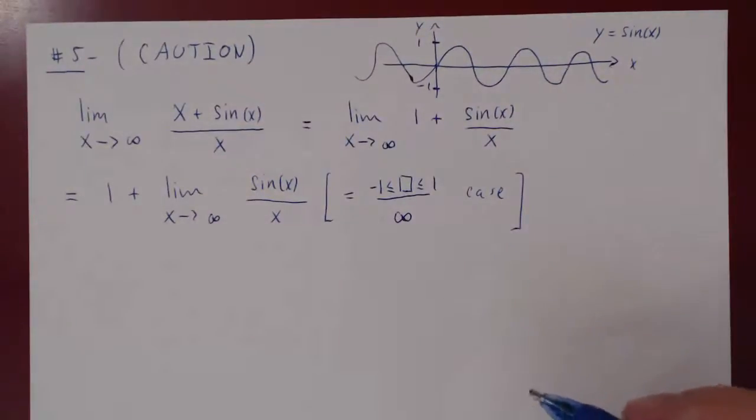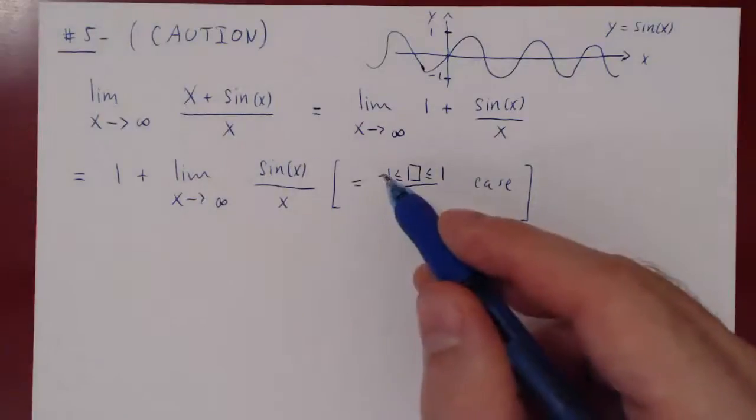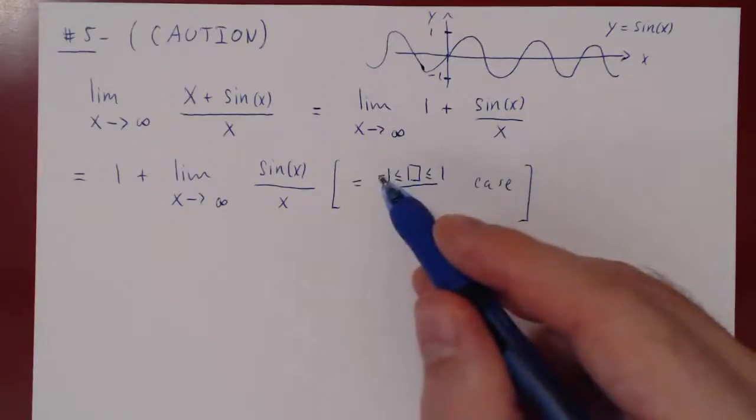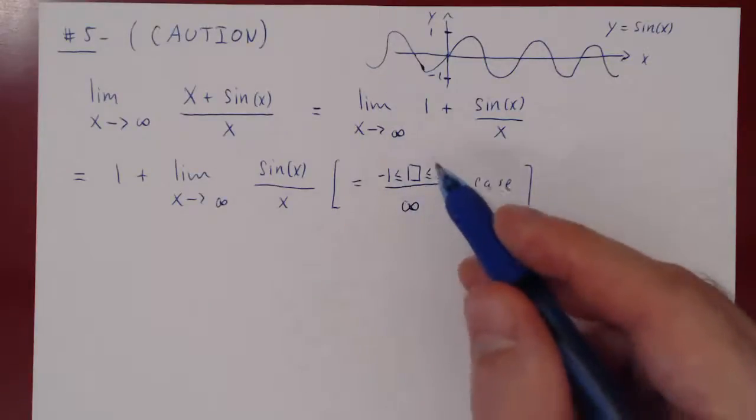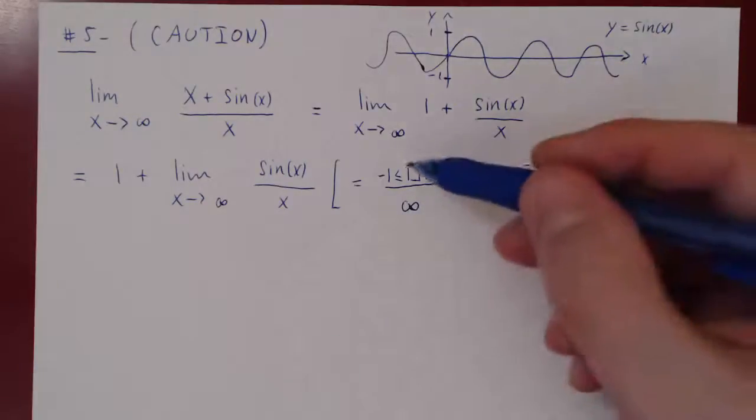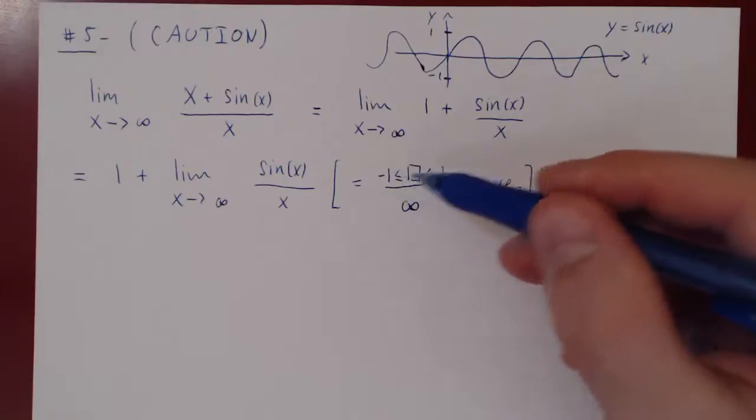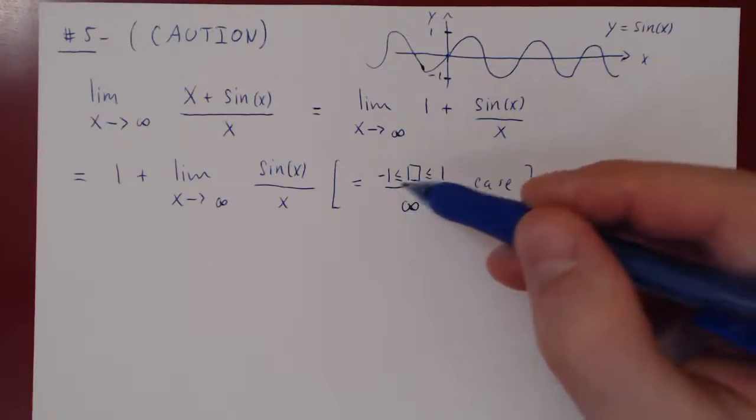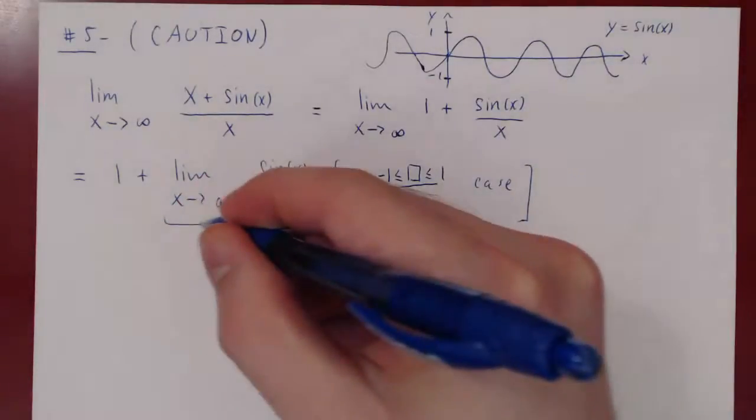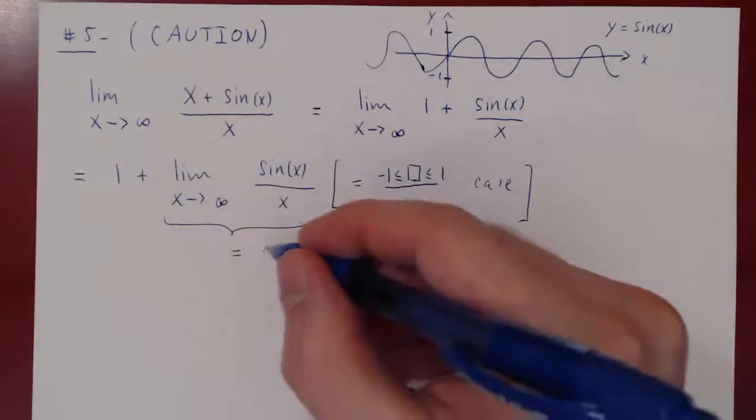Now think of what we have here. We have a fraction where the numerator is never bigger than 1 in size, in absolute value. So you have a number that is always between -1 and 1, and you keep dividing it by something which is getting bigger and bigger and bigger. If you have a number between -1 and 1, and you divide that number by something that is getting bigger and bigger and bigger, the whole thing will just shrink to 0. So the limit of sine of x over x, as x goes to infinity, is simply equal to 0.